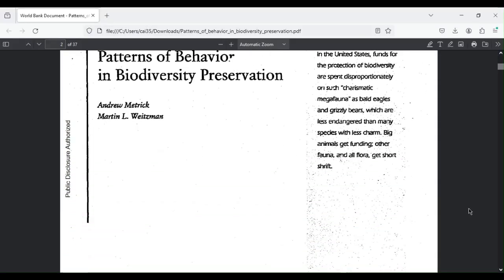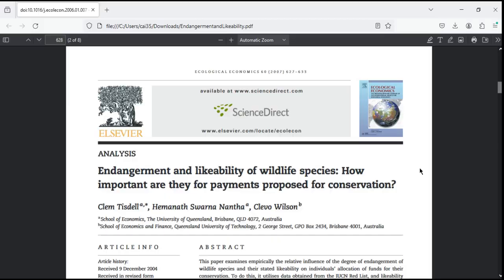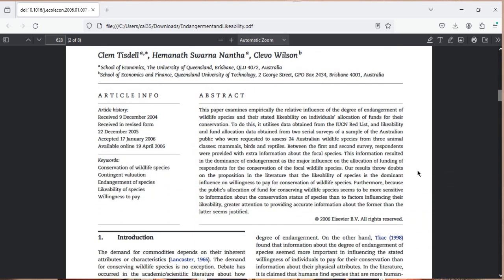Researchers such as Metrick and Weitzman in 1996 identified that there was a bias when it came to the allocation of conservation resources, and that mammals and birds, certain taxonomic groups, were favoured, and this tended to be correlated with the size of the animal's body as well. Following researchers such as Clemens and Tisdell and their associates found that there were also social and economic preferences that influence the allocation of these conservation resources.